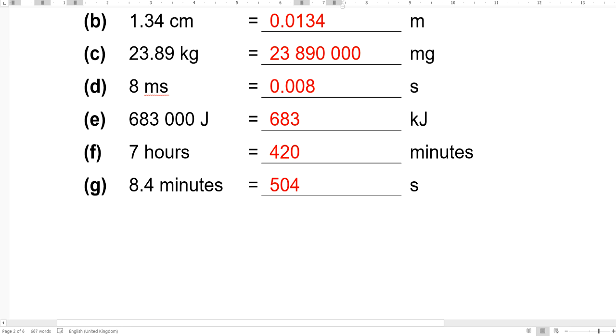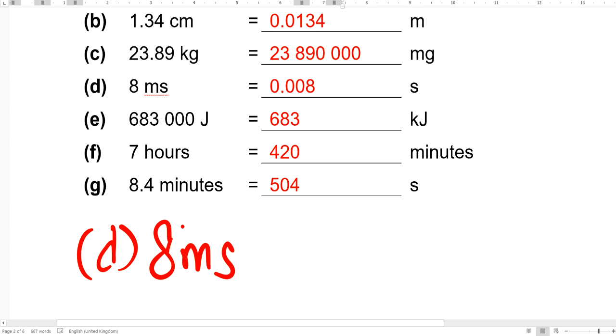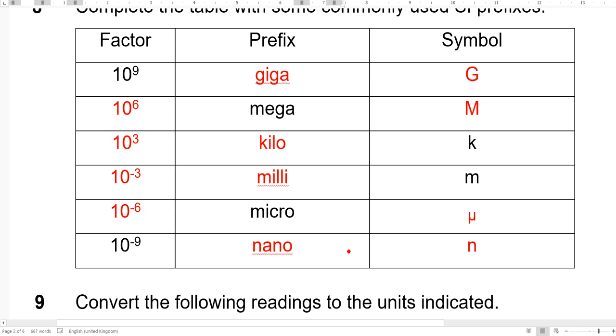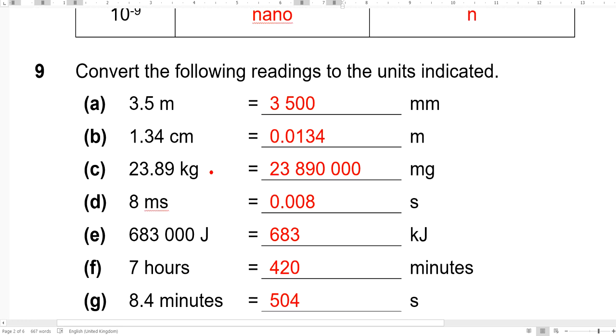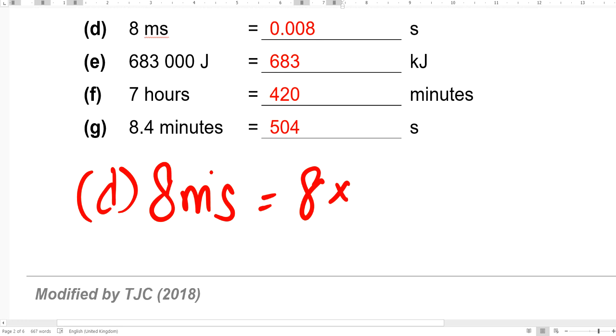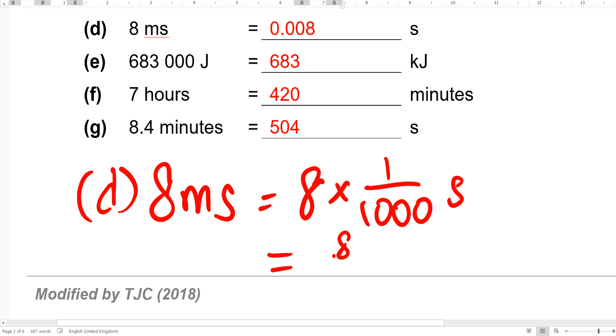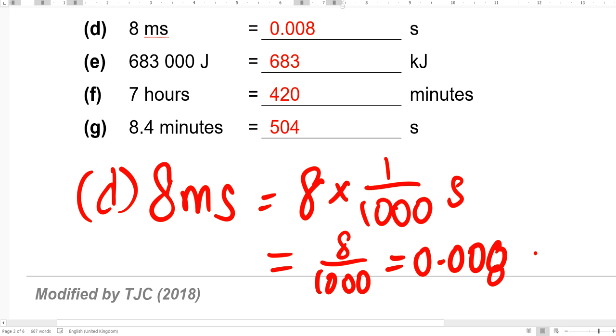So if I want to work out part D, 8 milliseconds, this is my working, equals 8 times, now milli, I go back to my table. Oh, milli is over here. This is equal to 1 over 1000. So 8 milliseconds is 8 times 1 over 1000 of a second. This gives me 8 over 1000, which is the same as 0.008 seconds. Everything can be worked out this way.